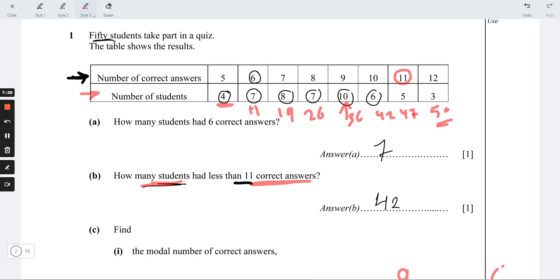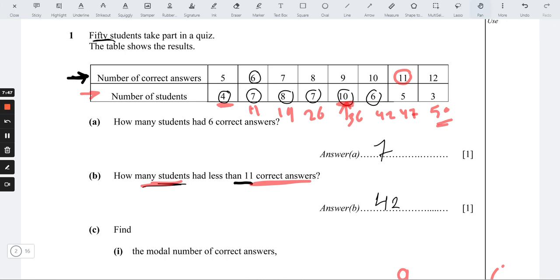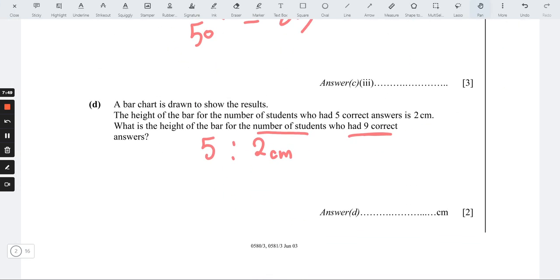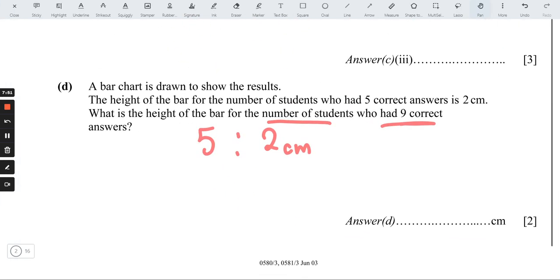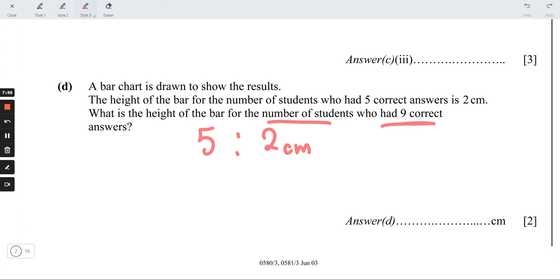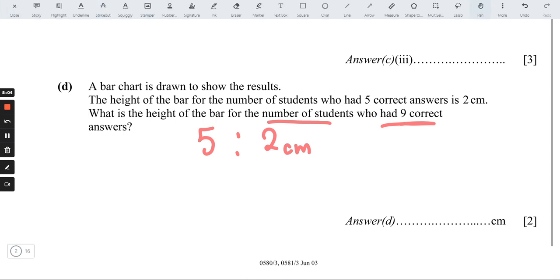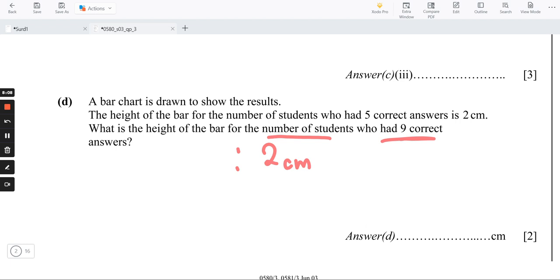Now for 9 correct answers, we have 10 students. How will be the bar? In this case, back again here from 5, we have 4. Here we have to change it and make it number of students. So the number of students for 5 is 4.